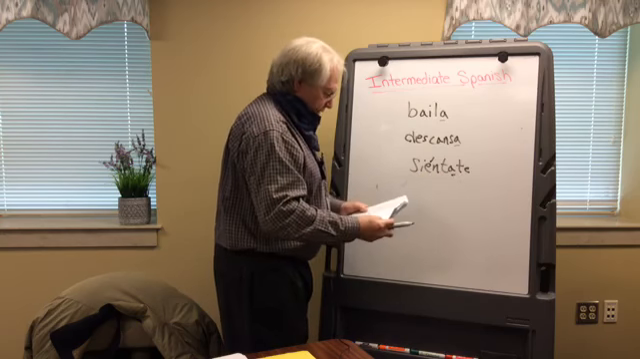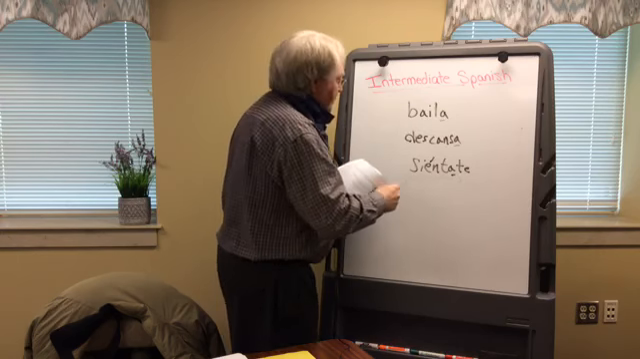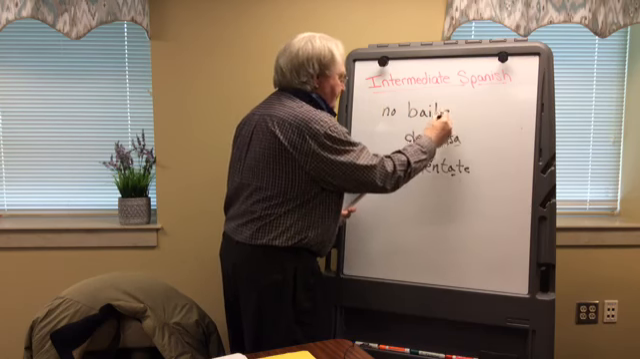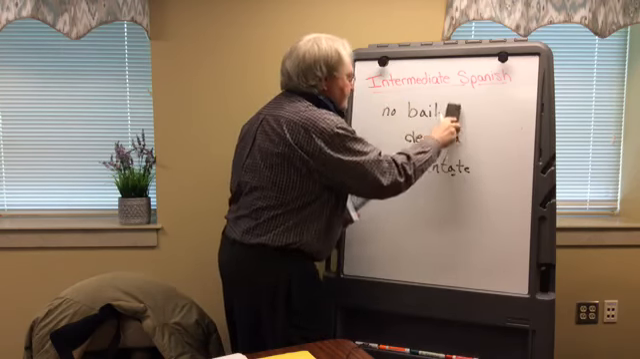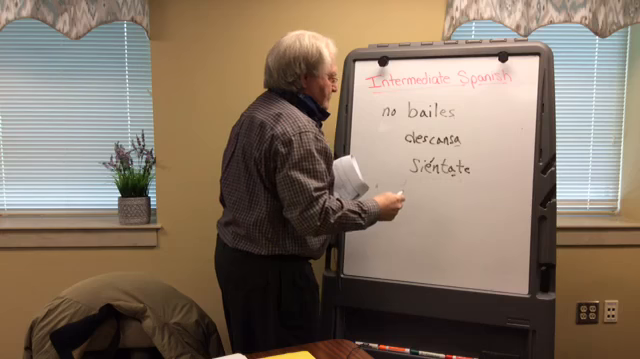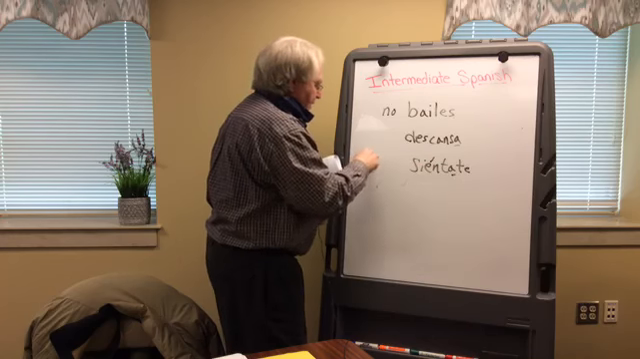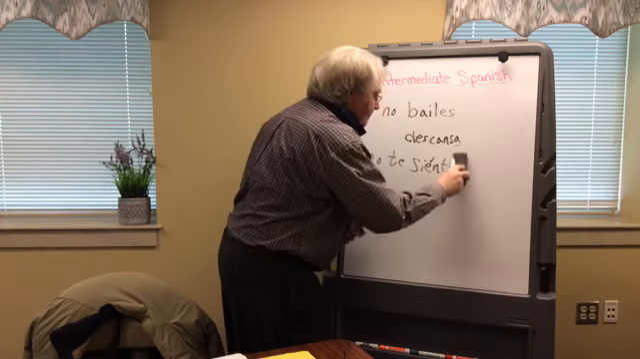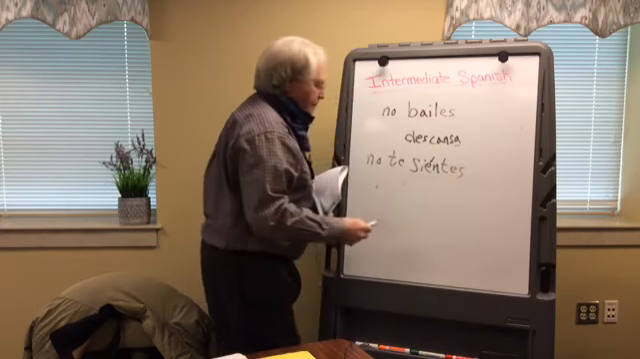Now, if you look at the negative commands on page 262, we would say, no bailes. Don't dance. In the negative with an object, we say no te sientes aquí. Don't sit here.